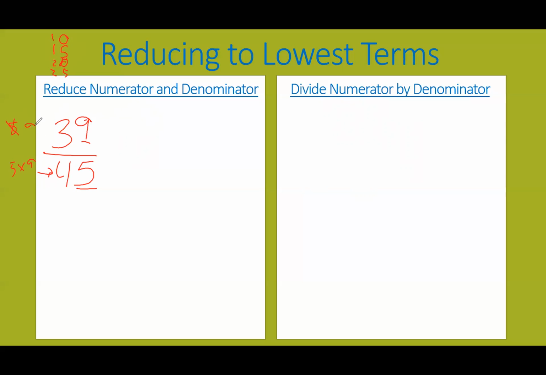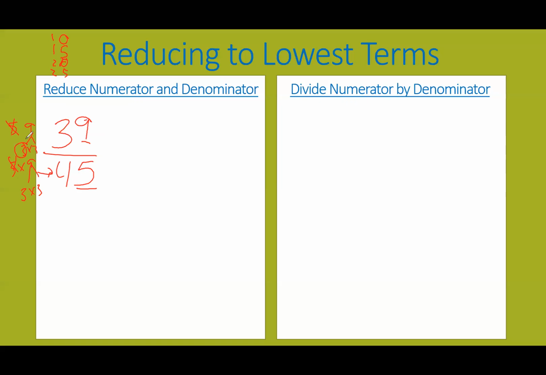Do you think I can use 9? Will 9 work? No, 9 won't work, because 9 times nothing is 39. So I know 5's not going to work, and 9 doesn't work here. How do I get to 9? Well, I can get to 9 by doing 3 times 3.